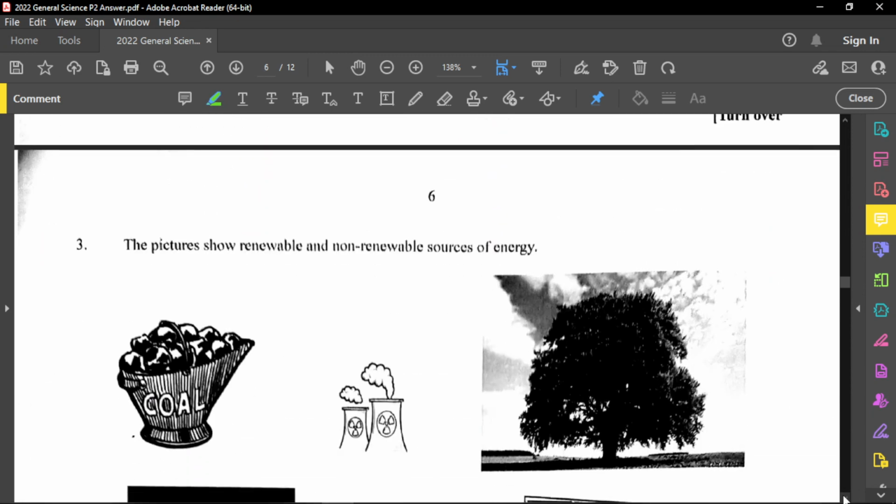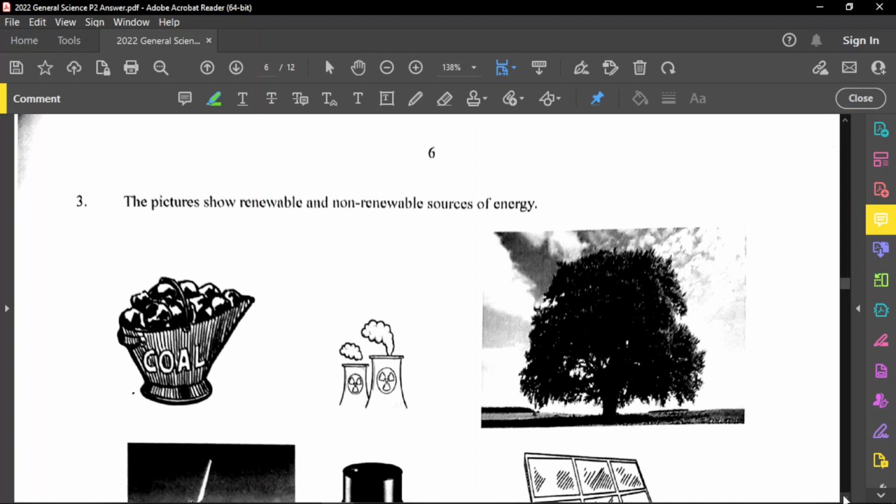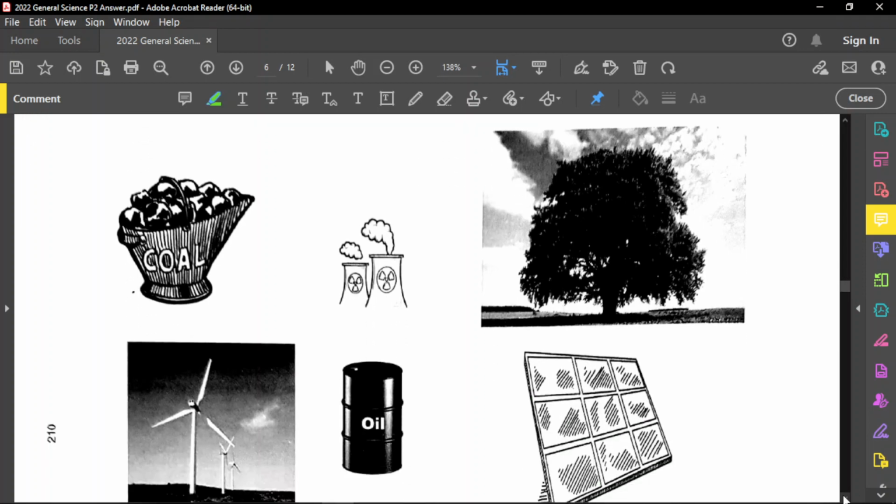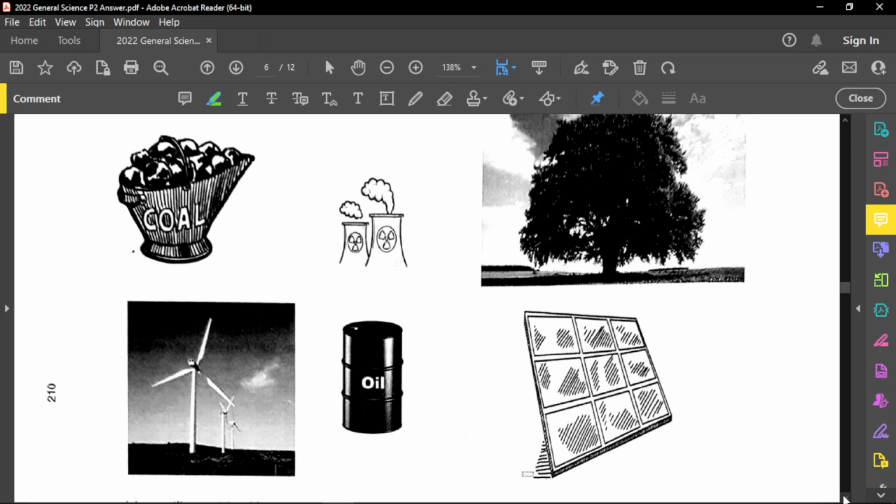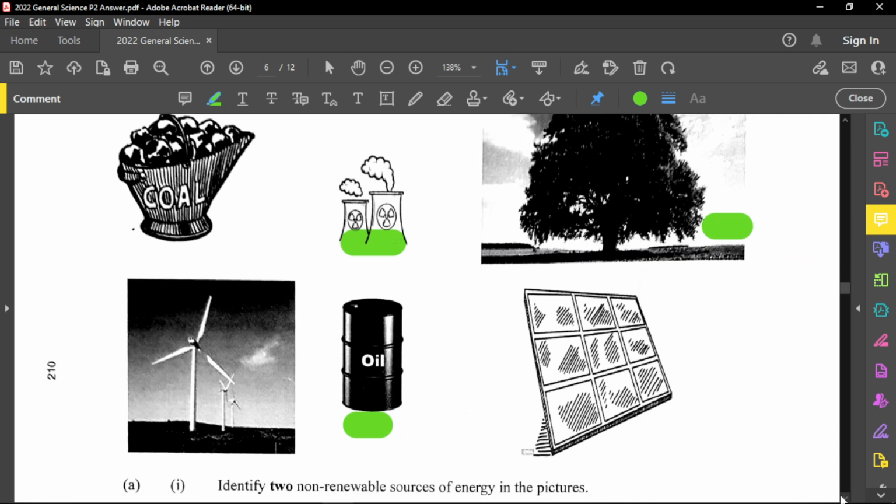Question number three. It said the pictures show renewable and non-renewable sources of energy. And so you can look at the diagrams carefully to study them and know which one is which. So we have coal. This is a nuclear plant right here. They must put a little light right there. So this is a nuclear plant. This is a tree. Right here, all right, and here is a solar panel, and here we have oil, and we have a windmill, and we have coal. All right, so let's jump into answering the questions now.